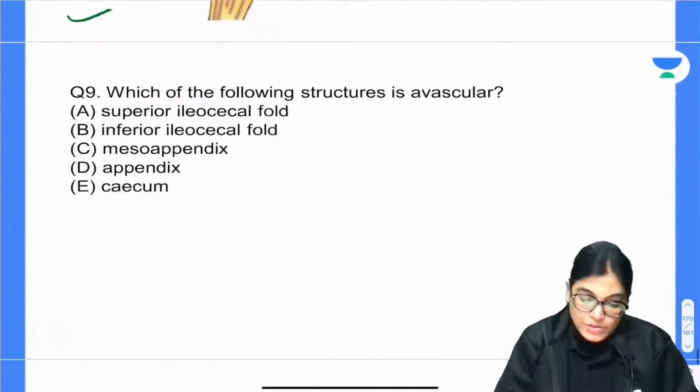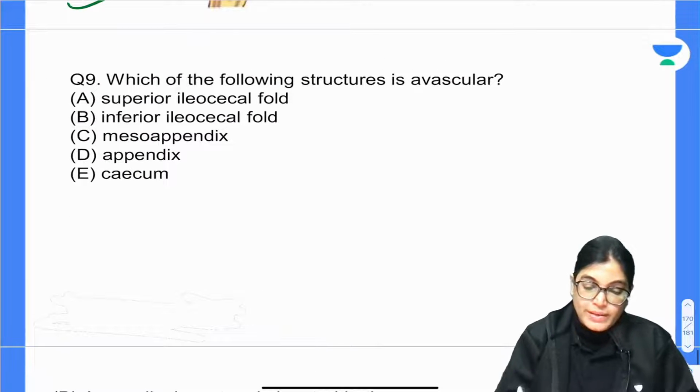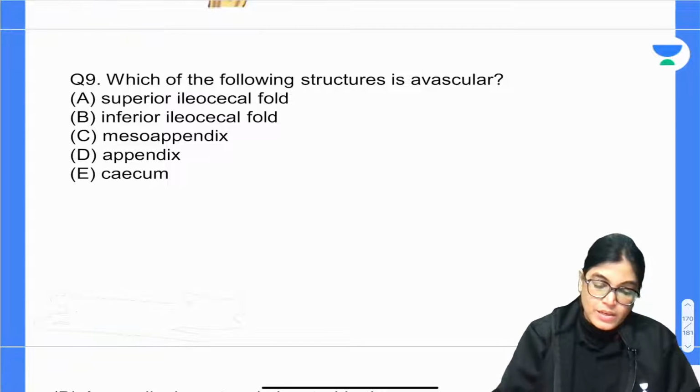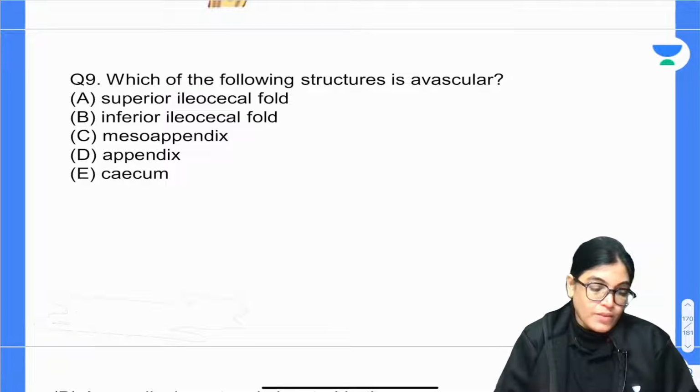Let's move on to the next one. Which of the following structures is avascular? Option A is superior ileocecal fold, inferior ileocecal fold, mesoappendix, appendix or cecum.